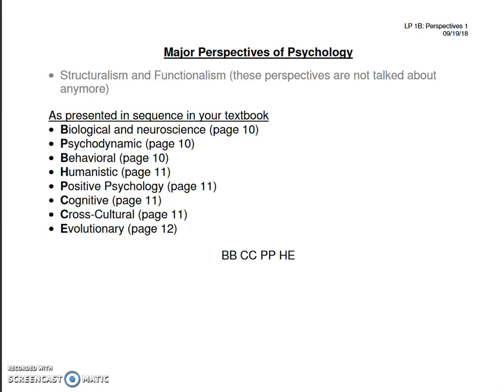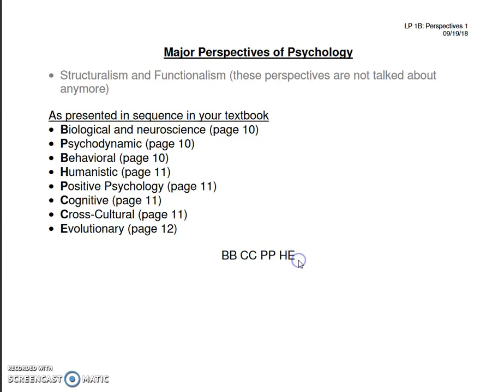So again, when you look at the perspectives of psychology, you want to start off slowly, and as you go along, add more information. So if you take the 8 perspectives of psychology and rearrange the first letters of the different perspectives of psychology, you get 2 B's, 2 C's, 2 P's, an H, and an E. If you can start off slowly with those letters and then add the name of the perspectives, biological, behavioral, cognitive, cultural, psychodynamic, positive psychology, humanist, and evolutionary, it makes learning the information a little bit easier.